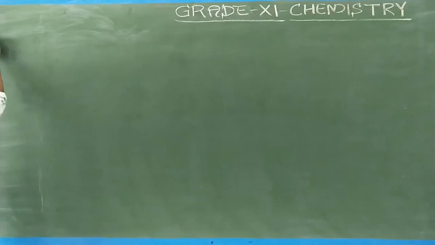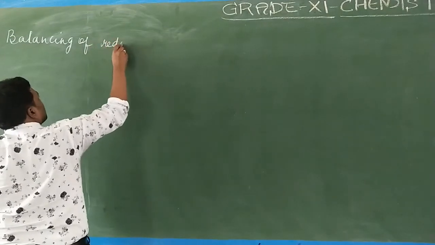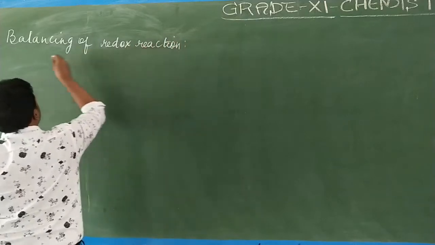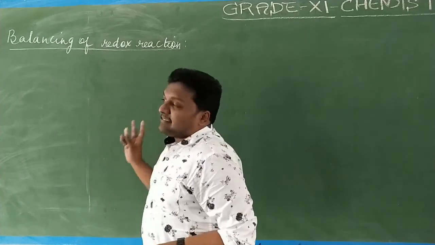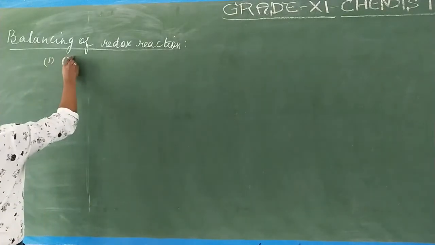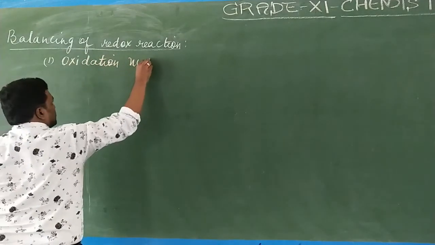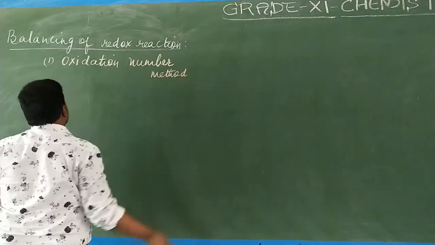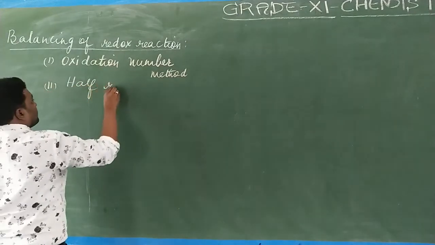What is the topic today? Balancing of redox reaction. Listen carefully. Under the balancing of redox reactions, there are 2 methods for balancing the redox reaction. The first method is the oxidation number method. In a simplified way, I am going to teach you. Oxidation number method or oxidation state method. The second method we have is the half reaction method.